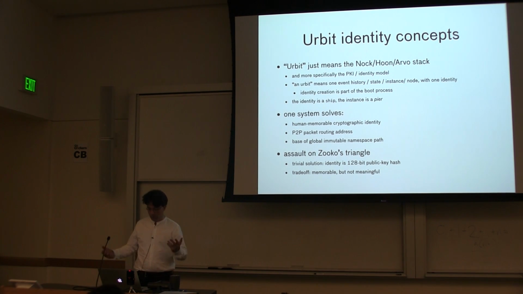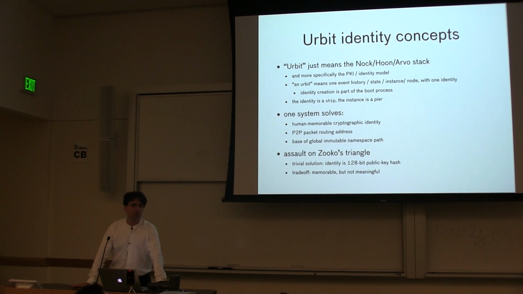What exactly is this identity? What does it mean? The great thing about doing things from a clean slate is you really get to think from scratch, which is kind of neat. And one thing about networking on the internet is you have two levels of addressing. You have IP addresses and you have DNS. DNS is human meaningful and IP addresses are routable addresses. So in Urbit, this is compressed into one layer. You have one layer which is both a human memorable layer, and both a routing address and a name. And it's actually your personal identity as well. It's also the base of a path in the global immutable namespace.